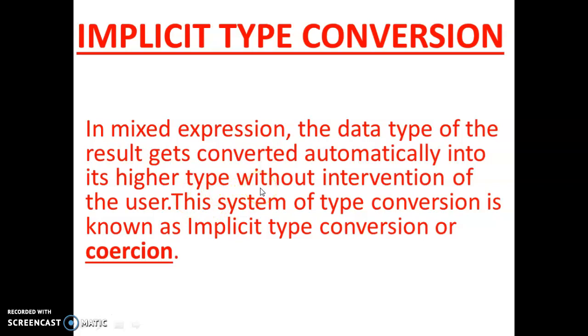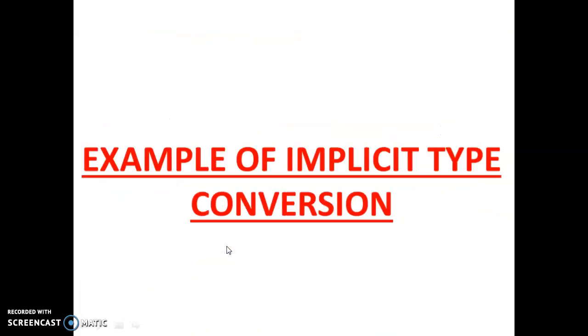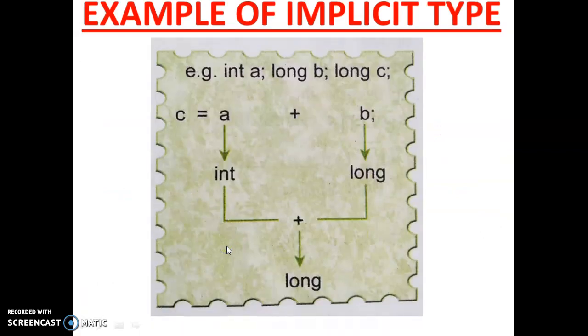It's done by the computer. So how will the computer do it? The computer changes to its higher data type. That means, suppose, okay, I will show you an example, then it's more clear to you. You just remember that implicit type conversion is also called coercion. Then an example, then it's easy for you.